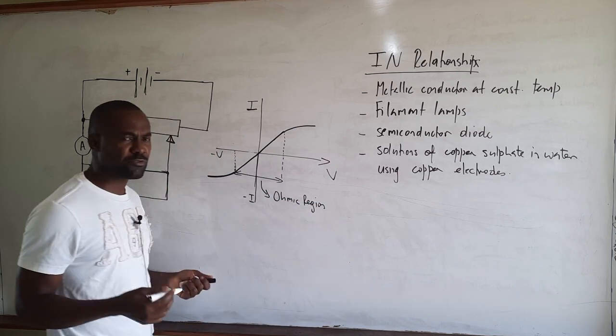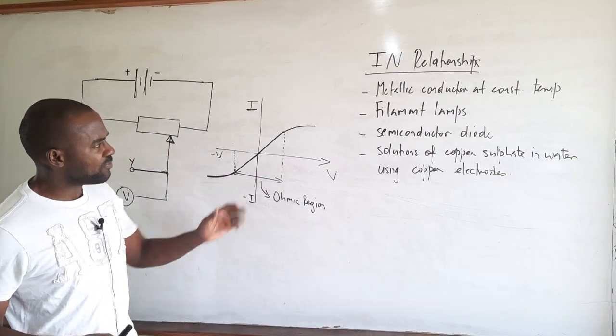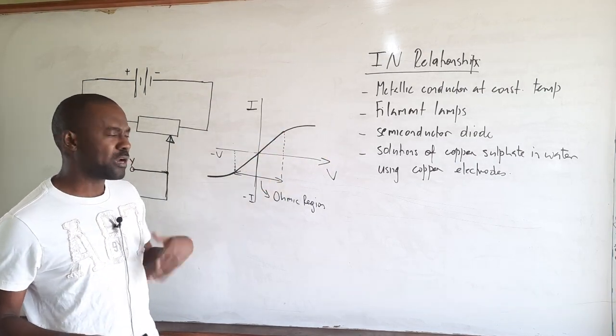Simply because within that region, Ohm's law is obeyed. Now, outside that region, what do you notice? The graph is no longer a straight line, but it starts to curve. It starts to flatten. And why is that?